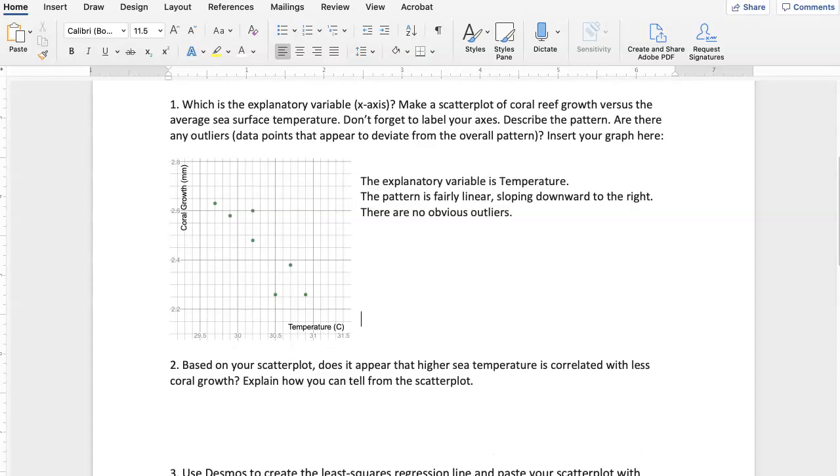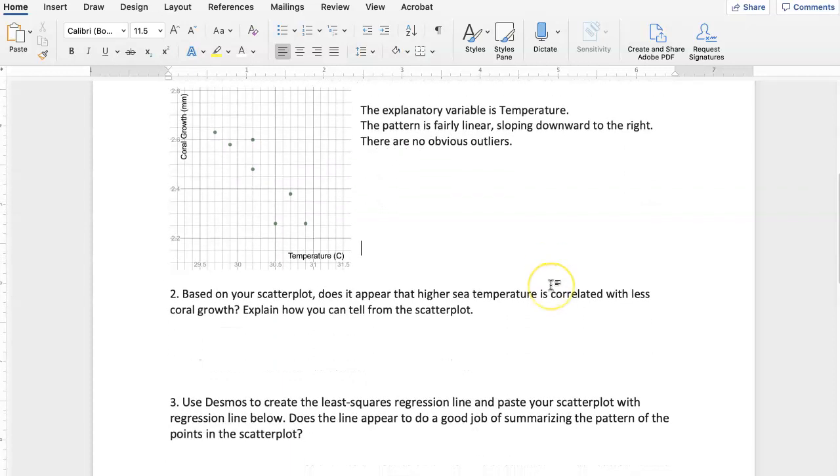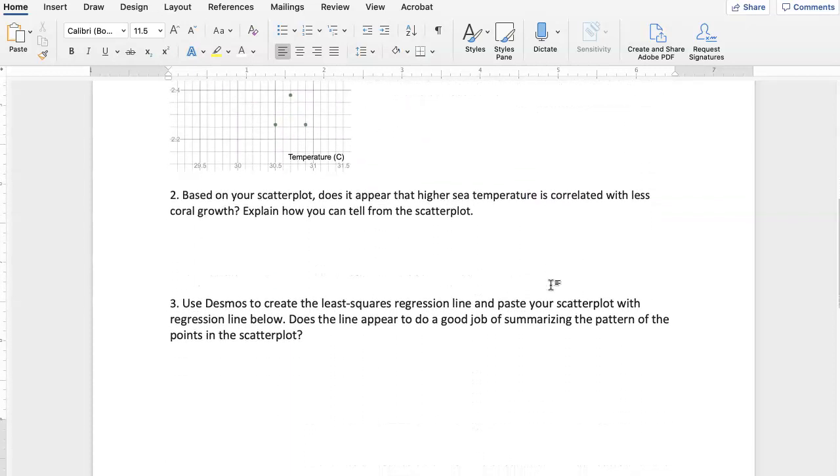Okay, so I went ahead and answered the questions. The explanatory variable is temperature. That's the x-axis. The pattern, I think, is fairly linear. It's not perfect, but usually real data is not perfect. It's sloping downward to the right, so it has a negative slope. As far as I'm concerned, there are really no obvious outliers. Maybe this little point right here is a bit of an outlier, but not very much. All right, so that's the first question.